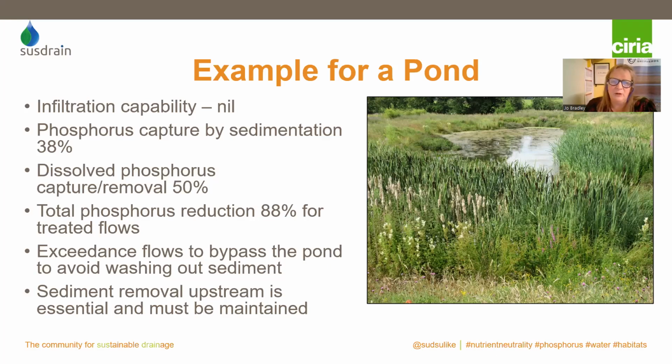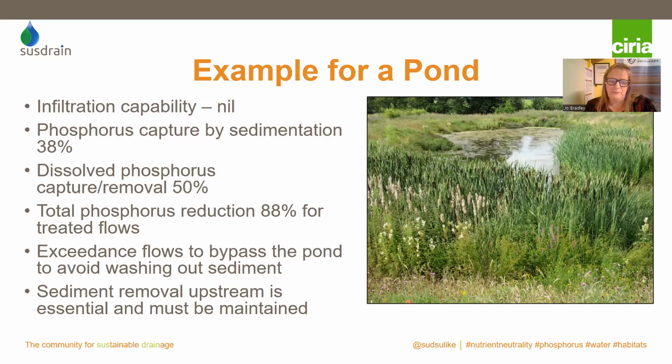Now remember that for a pond, for the purposes of phosphorus capture, it shouldn't take all flows. It should just take flows that won't cause disturbance of the sediment on the bottom of the pond. So exceedance flows from big rain events should bypass around the pond. So some flows will bypass around the pond, not very many and not very often, but some flows will go around it. So you need to know what your treatment flow rate is and how much of your annual rainfall will be treated by that pond. And once you know that, you can take 88% of that phosphorus away and say you have mitigated 88% of that phosphorus.